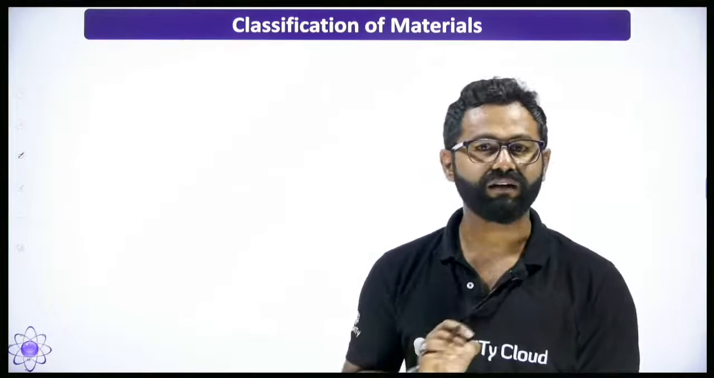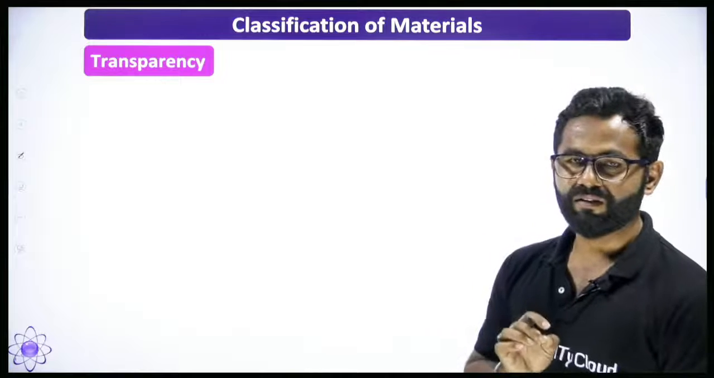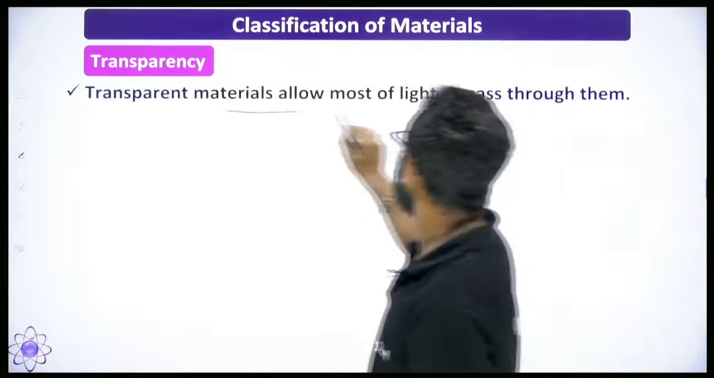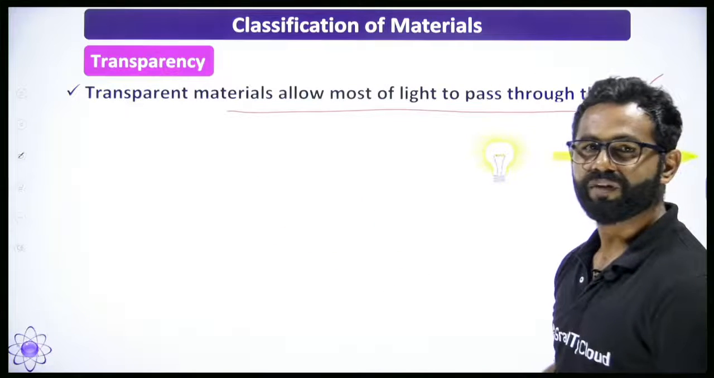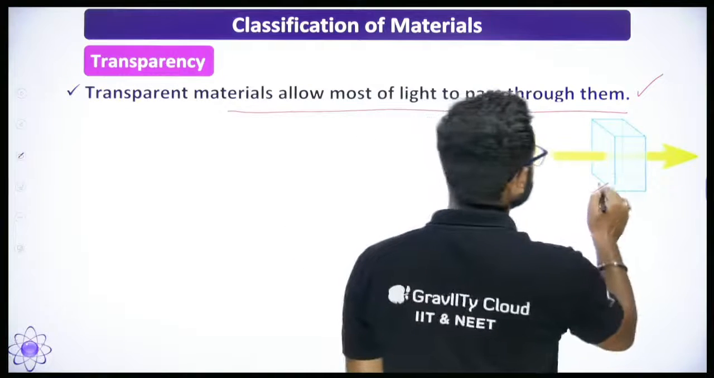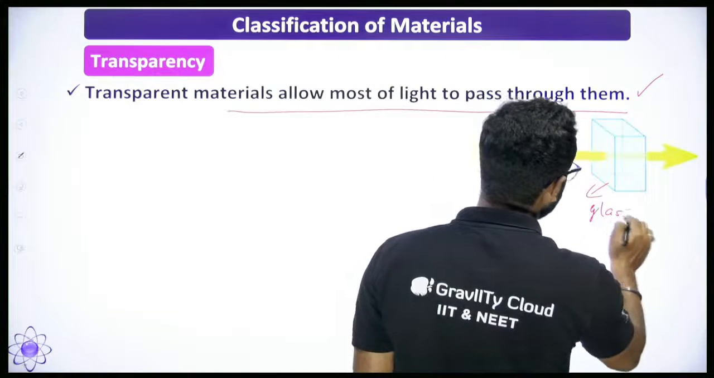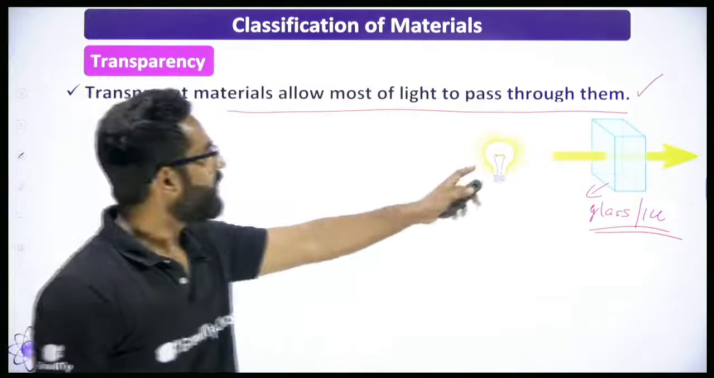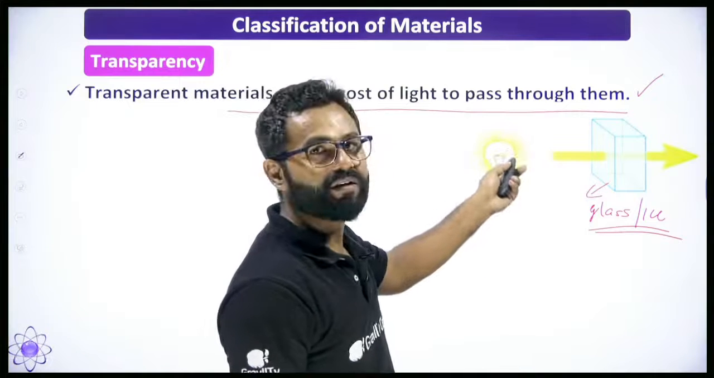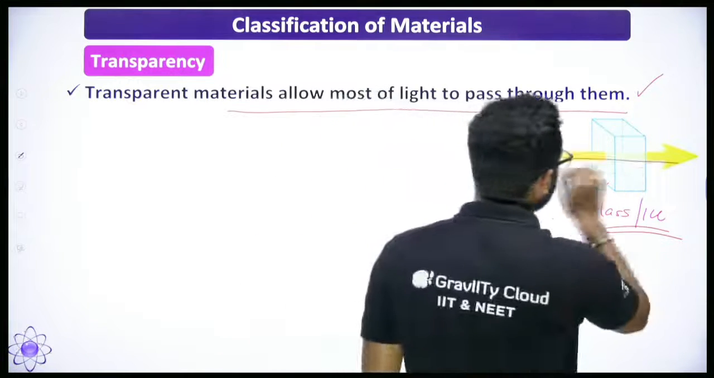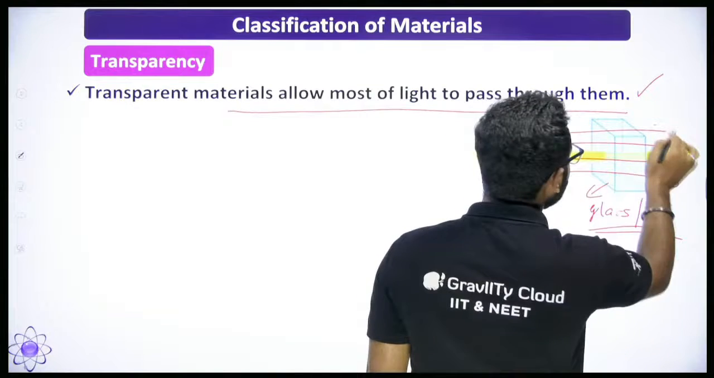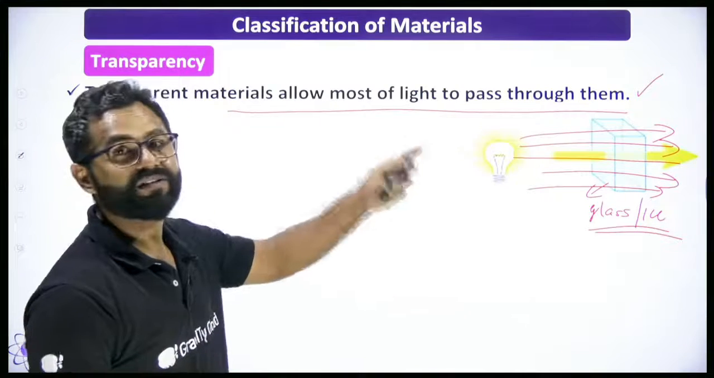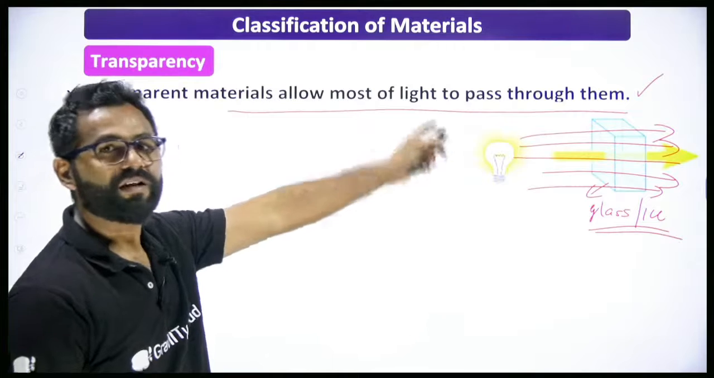What are the transparent materials? Transparent materials are those materials which allow the light totally to pass through it. These are those materials which allow most of the light to pass through them. For example, if I take the glass, let's say this is glass or ice. And if you light a bulb here, you will see that the light can pass through the glass very easily. That means the glass is a transparent material.